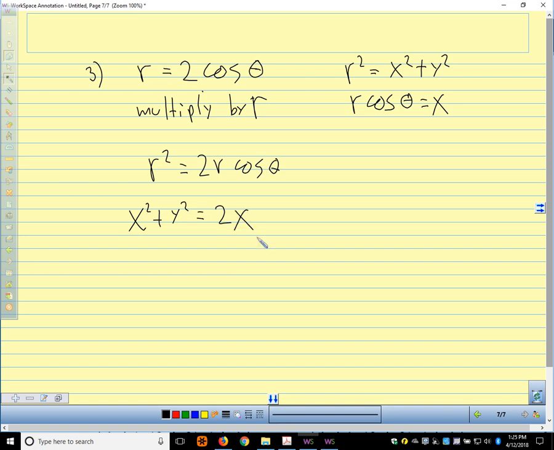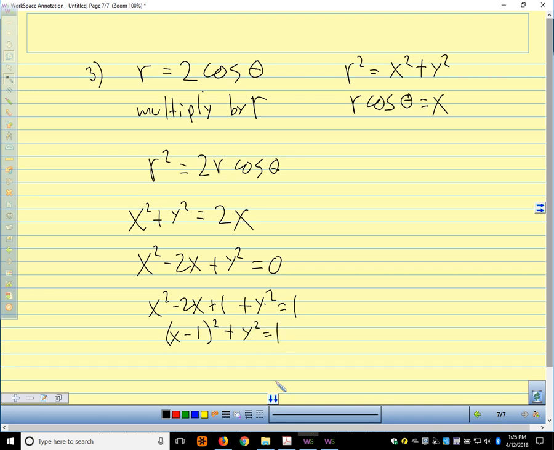Do we know what that is? Let me write it a little differently. X squared minus 2x plus y squared equals 0. Complete the square, yes. R squared is x squared plus y squared. R cosine theta is x. Complete the square. X squared minus 2x plus 1. Divide this by 2 and add 1. Plus y squared equals 1. X minus 1 squared plus y squared equals 1.